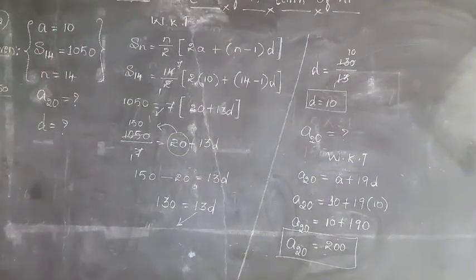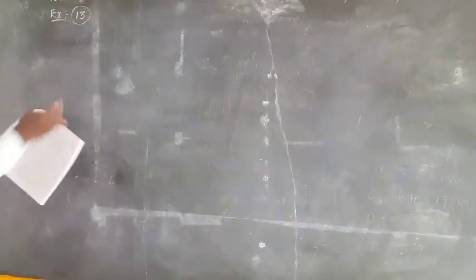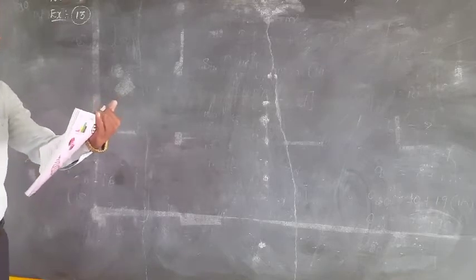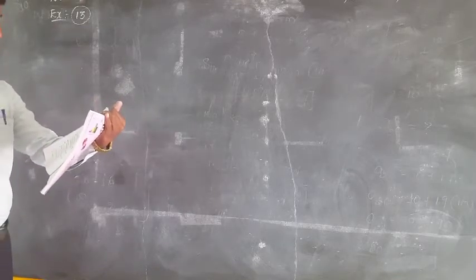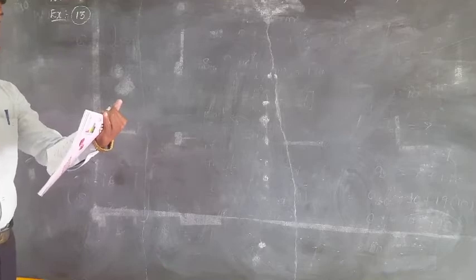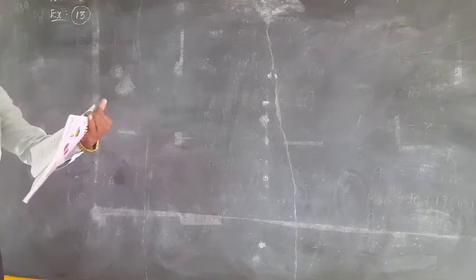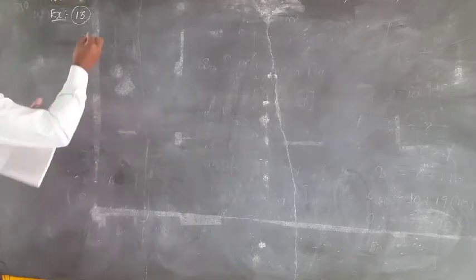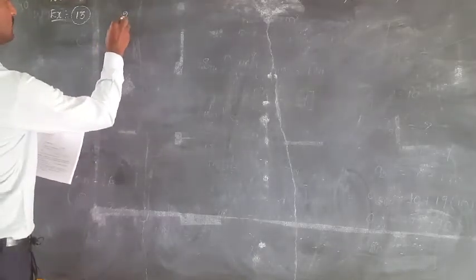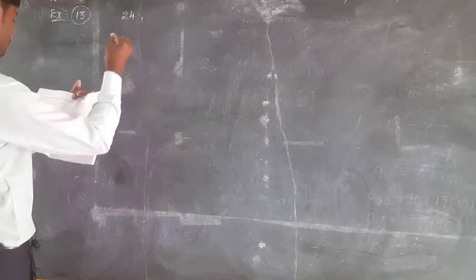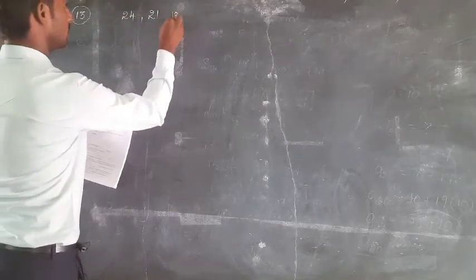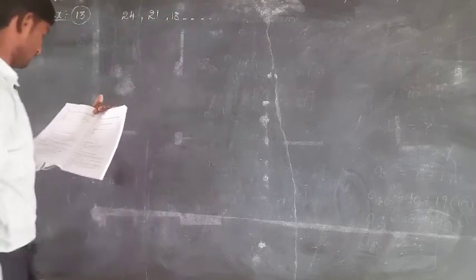So the question is like this: how many terms of the AP 24, 21, 18 and so on must be taken so that their sum is 78? AP is like this: 24, 21, 18 and so on.